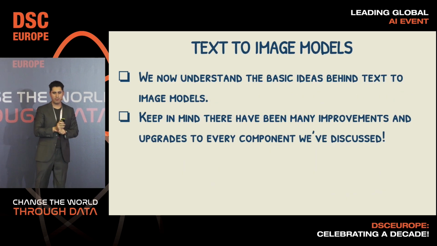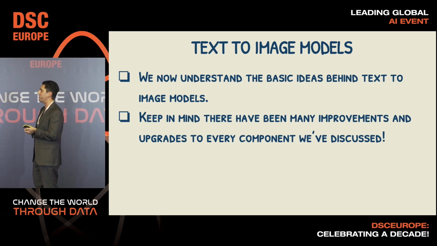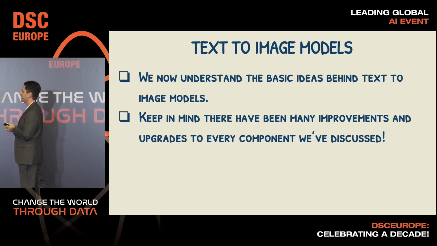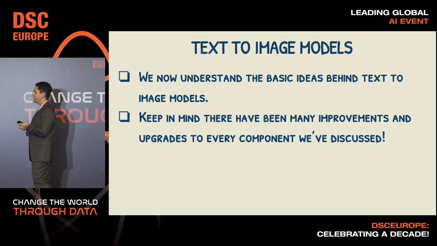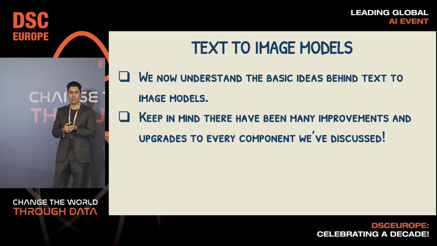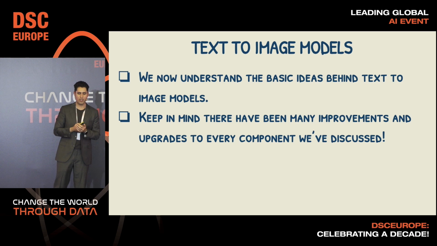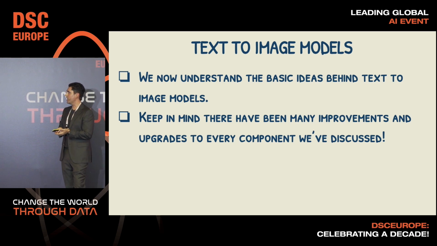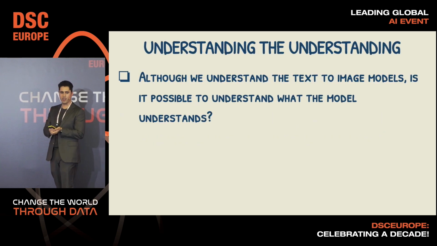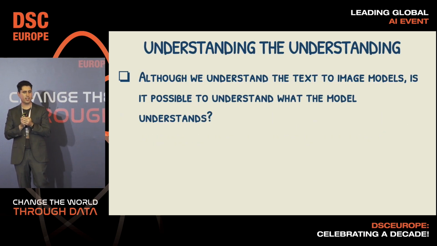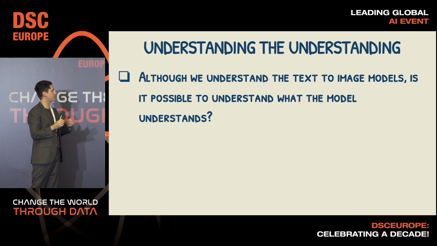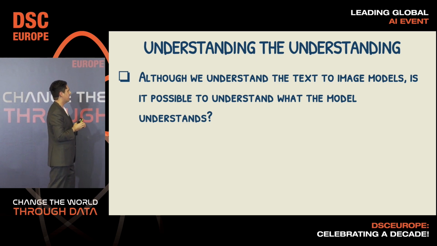Okay, so if everything went well, hopefully you have a better understanding now of the basic ideas behind text-to-image models. And again, something to keep in mind is there's been many improvements and upgrades to every component we've discussed. This is kind of an older architecture, but hopefully it was getting you a good intuition. So you now have an understanding or intuition of how the text-to-image models work. But now the second part of our discussion is kind of understanding the understanding. So although we understand the general idea of the text-to-image models, is it possible to understand what the model understands?